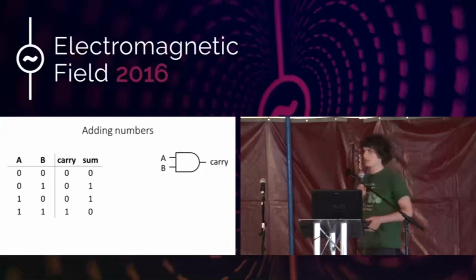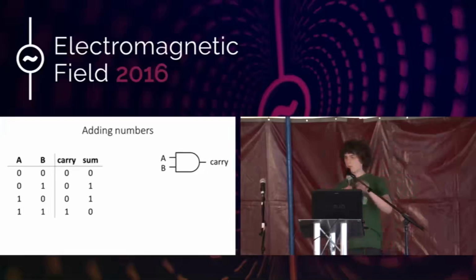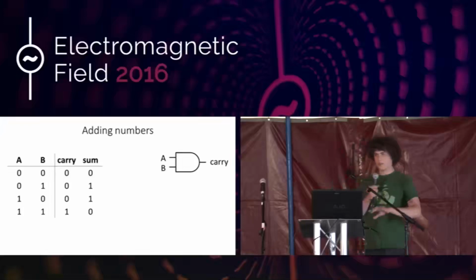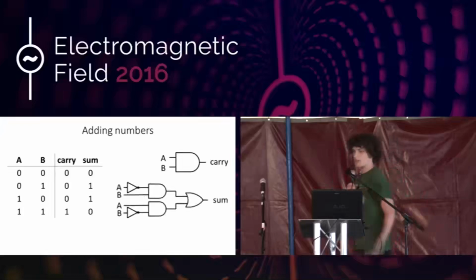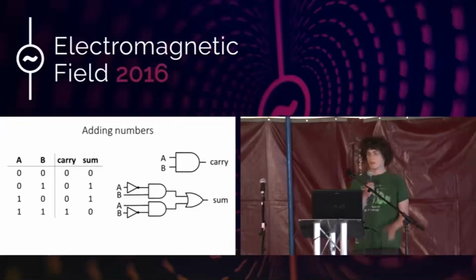The sum is a bit more difficult, because you see that it should be 1 when either A or B is 1, but not both of them. And if we go ahead and do the same thing that we did with the example of the fan, then we can find out that the circuit looks like this. So what the two AND gates do is they make the signals A is 0 and B is 1, or A is 1 and B is 0. And then we OR those together with the OR gate, and we output that to the sum.